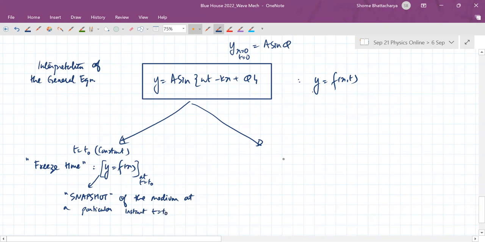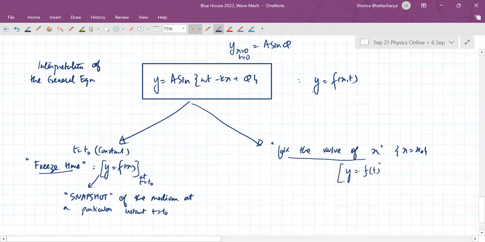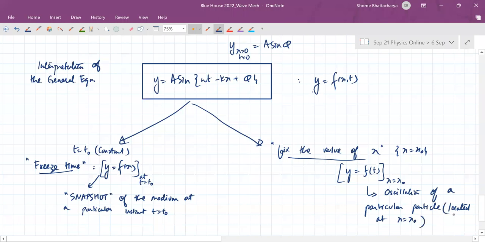The other interpretation is that we could fix the value of x. Let's take x equal to x naught. Then, on fixing the value of x, just like on freezing time, we get y as a function of time at x equal to x1. So these are two different ways in which we can interpret the equation, and we will understand this visually also.